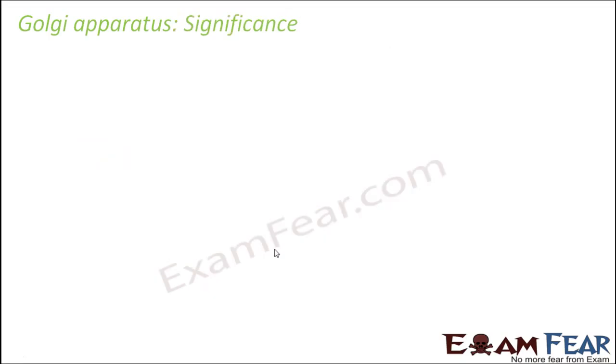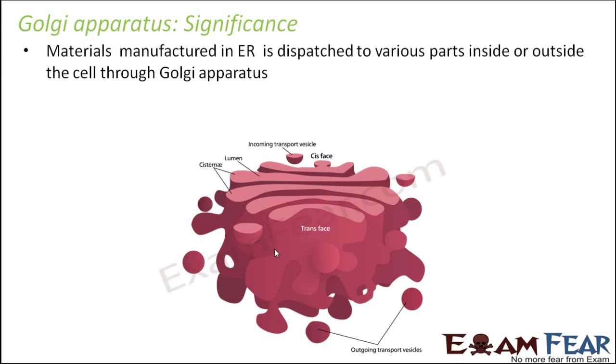Now let us look at the significance of the Golgi apparatus. Materials manufactured in the endoplasmic reticulum are dispatched to various parts inside or outside the cell through the Golgi apparatus. What happens basically is that the packaging happens at the Golgi apparatus. The endoplasmic reticulum is the place where protein synthesis takes place, where lipid synthesis takes place. So materials get manufactured. Materials are nothing but lipids and proteins. They get manufactured in the endoplasmic reticulum. But then they need to be transported to different parts throughout the cell. So who will transport them? In order to get transported, the materials need to be packaged as well.